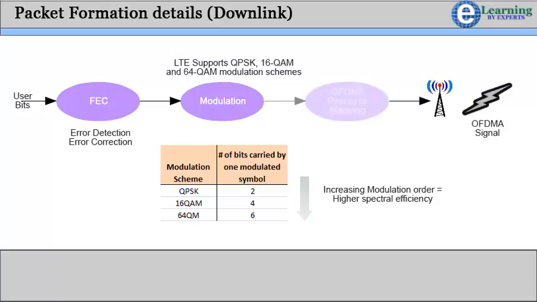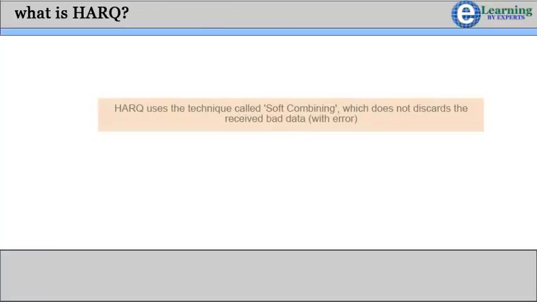Next, the modulation symbols are mapped to OFDMA subcarriers based on allocated resource blocks for this transmission. The HARQ, Hybrid Automatic Repeat Request, uses the technique called soft combining, which does not discard the received bad data with error. With soft combining, data packets that are not properly decoded are not discarded anymore. The received signal is stored in a buffer, and will be combined with the next retransmission.